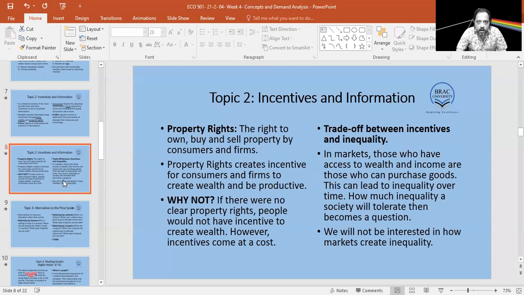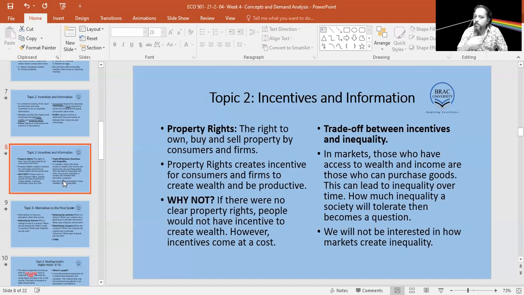Now, property rights, as we said, if property rights are not well defined, then we don't have an incentive to create wealth. In the labor market, if I know that I cannot keep the salary that I earn, I will have no incentive to work 2 hours more or 3 hours more. If I had an incentive to work 2 or 3 hours more, then what would have happened?